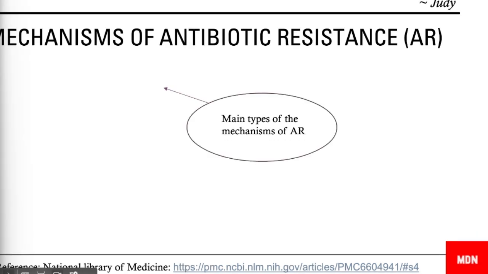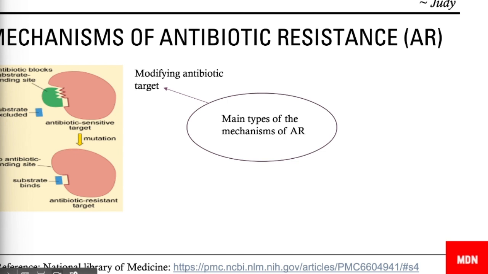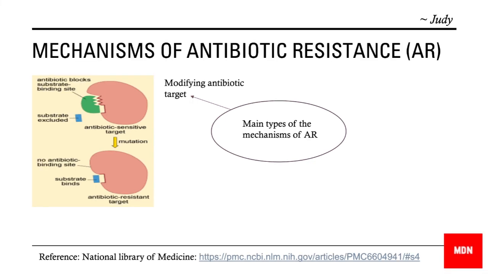Starting off with the modification of the antibiotic target, there should be a diagram that comes up. This diagram shows us how bacteria become resistant when a mutation changes the antibiotic's target site. So I'll give you a named example. I'm sure you've heard of MRSA, which is a resistant form of the bacterium Staphylococcus aureus, and this can resist the antibiotic penicillin. So I'll just give you a bit of background on penicillin.